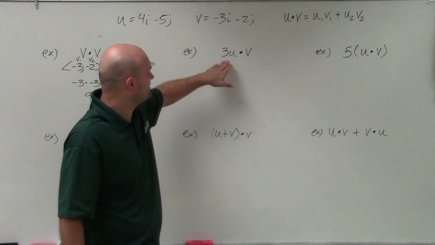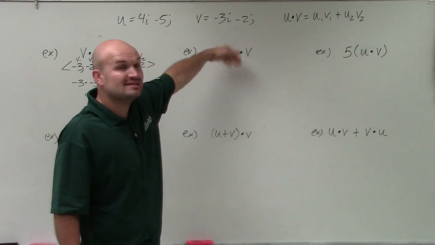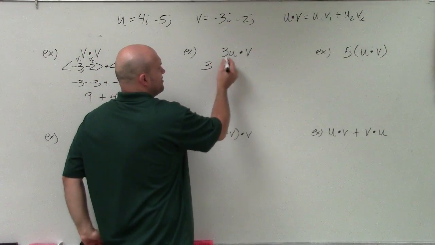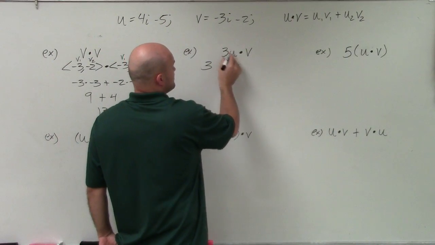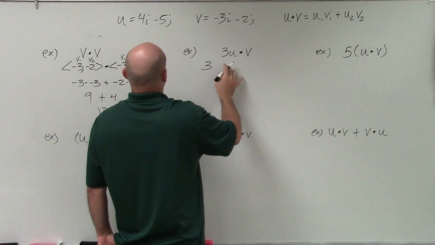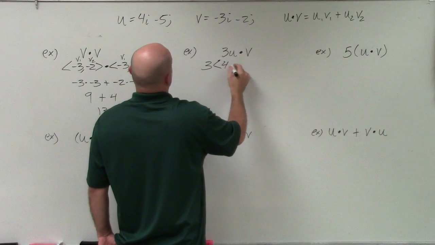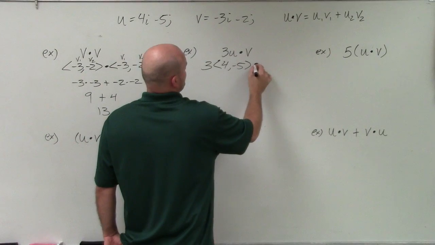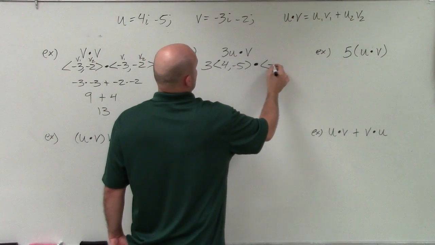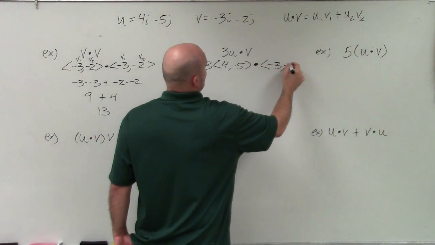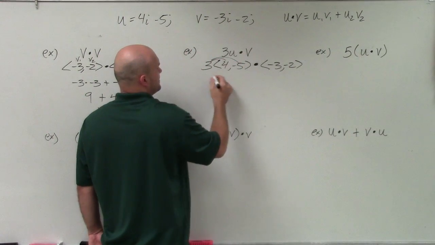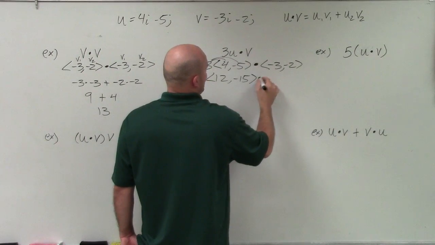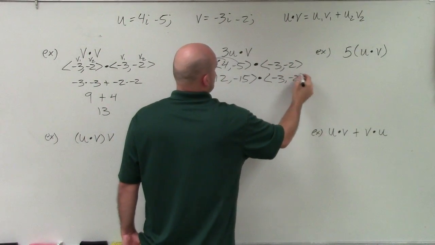Now, in this case, we have 3u dot product with v. The first thing I'm going to do is rewrite this in component form. Then I will apply the scalar first, and then v, which is negative 3, comma negative 2. So I'm going to apply the scalar first. That gives me 12, negative 15, dot negative 3, negative 2.